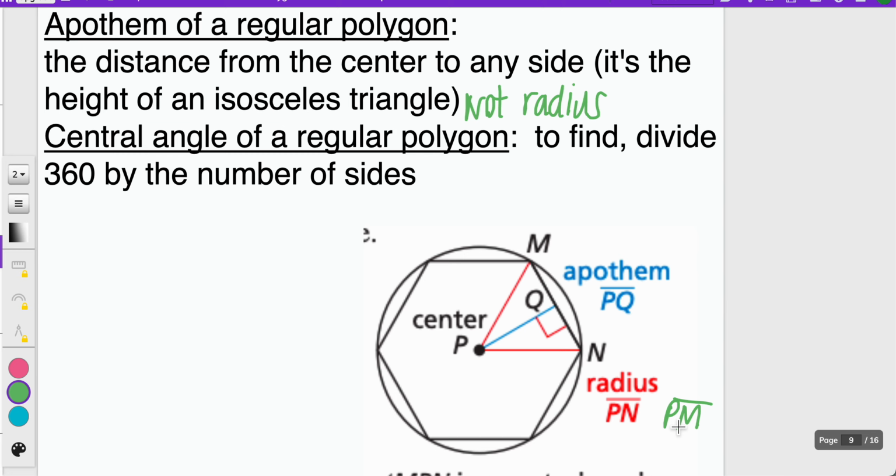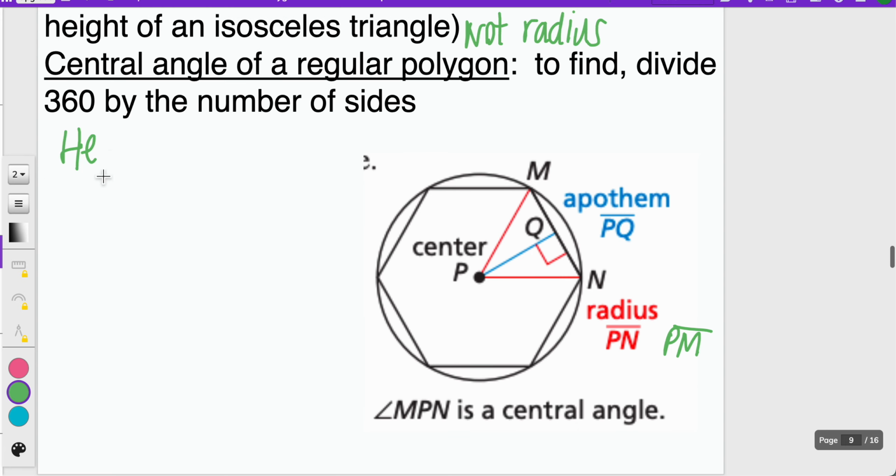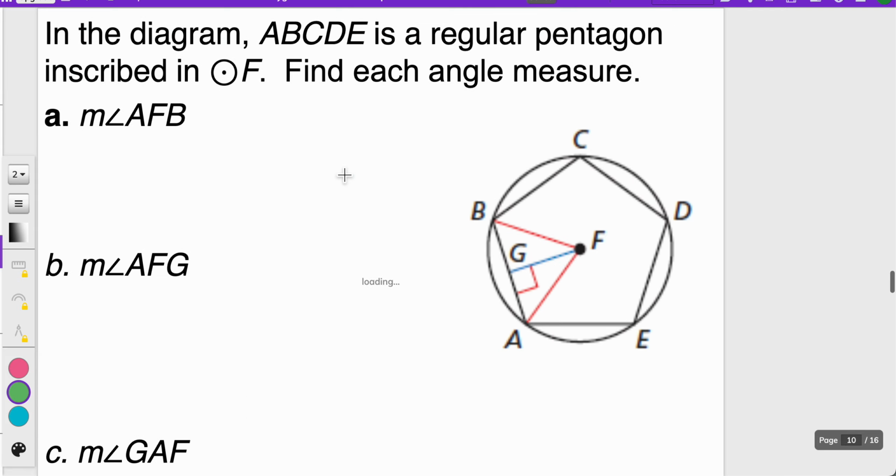The central angle of a regular polygon can be found by dividing 360 by the number of sides. So say this is a hexagon. That means it's 6-sided, so we would take 360 divided by 6, okay, and that would tell you that each central angle is going to be 60 degrees. Okay, so we're going to try that here.